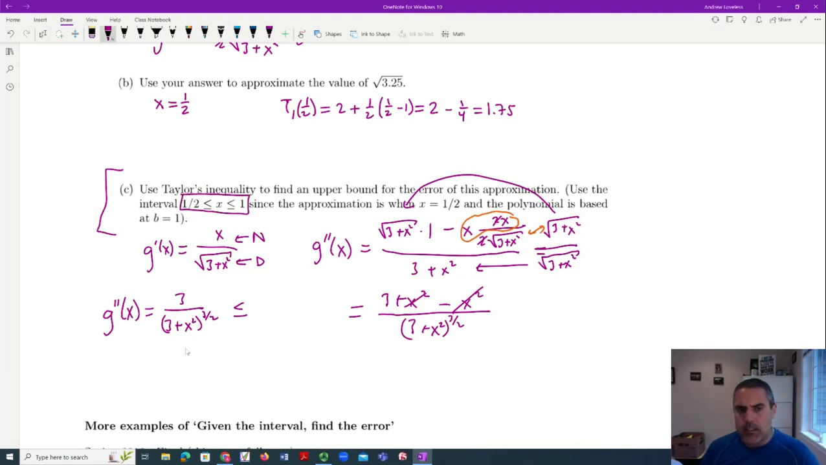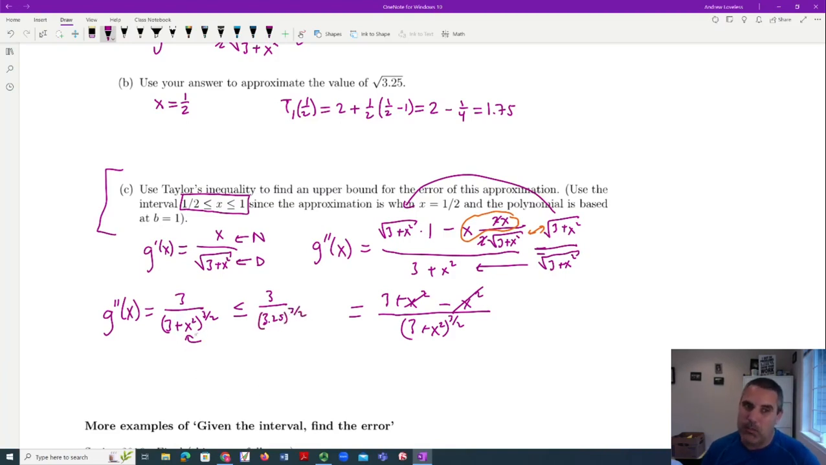The biggest this can be is when the denominator is smallest. The denominator is smallest if I put a half right there. Okay, so there's a little bit of work that goes into that thinking. So this is going to be 3 over 3.25 to the 3/2. So that's the challenge.